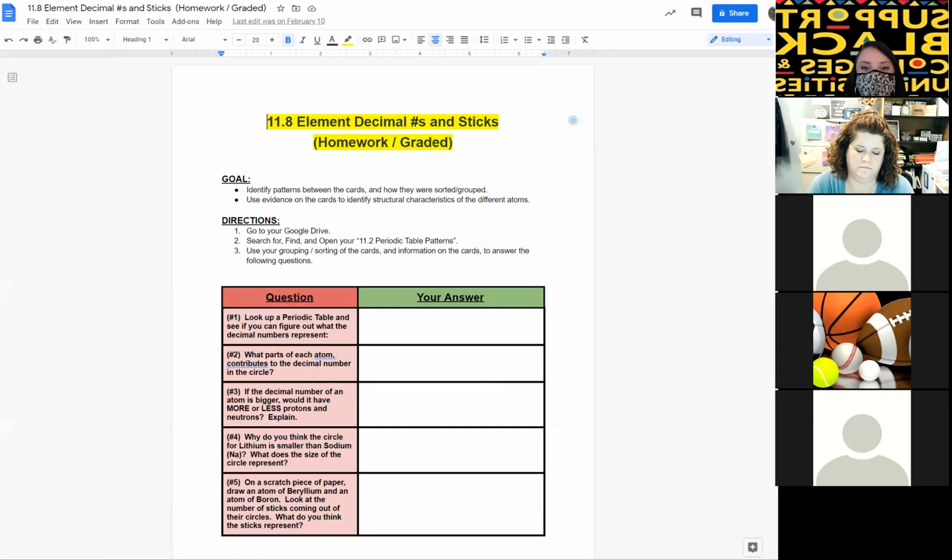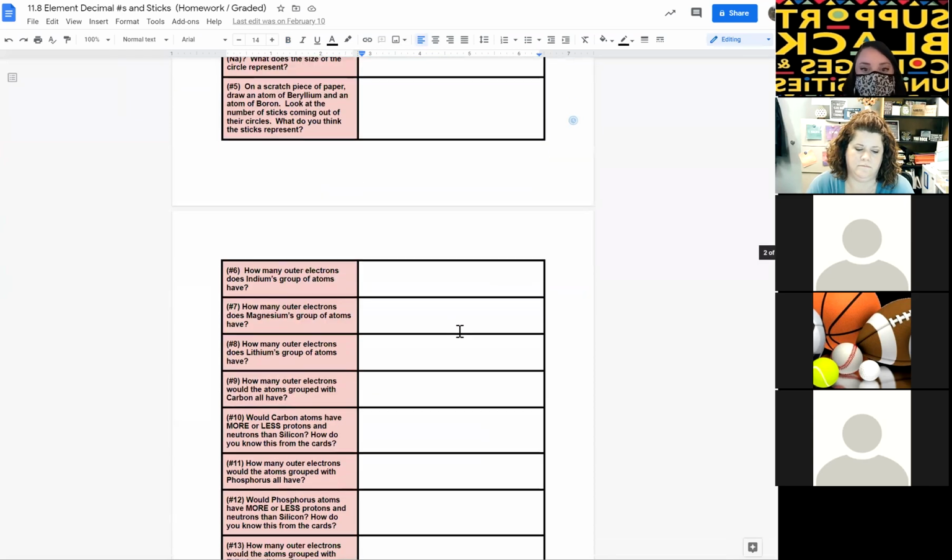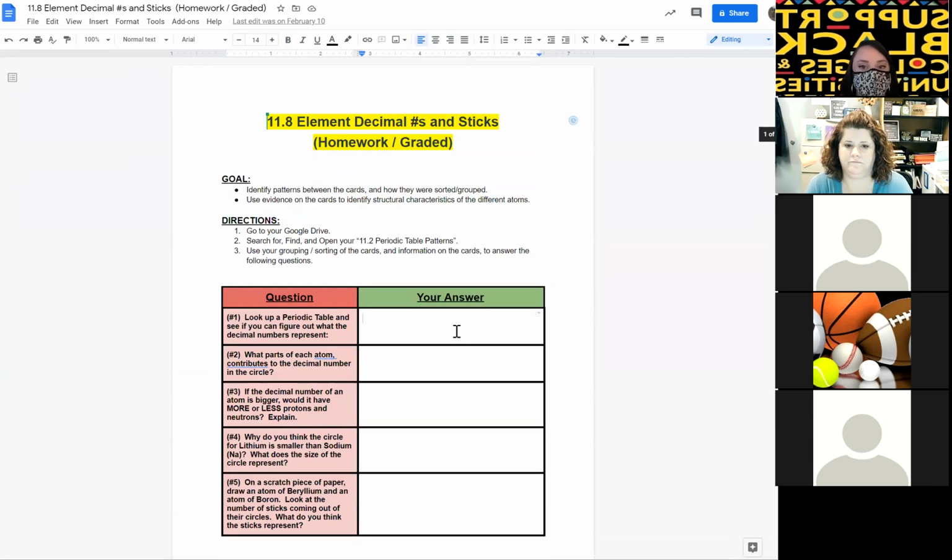Okay. So here's what the assignment looks like when you open it. Similarly, you have a list of questions here. These questions are also based off the card sort that we've been using. So you need to make sure to use the correct card sort. Your job again is to look at your card sort, and you're also going to use a periodic table. And you are to try and figure out what different things on the cards now represent. So specifically, what the decimal numbers and sticks represent.